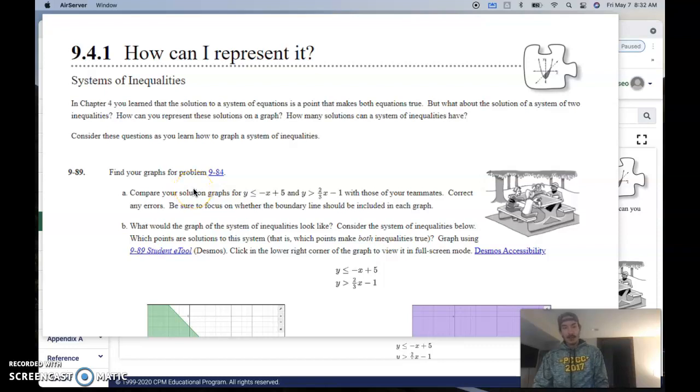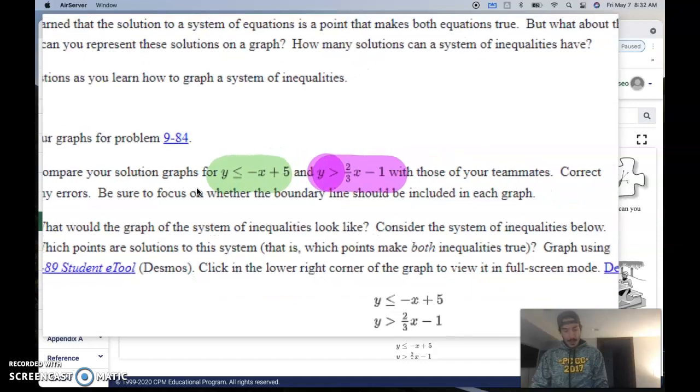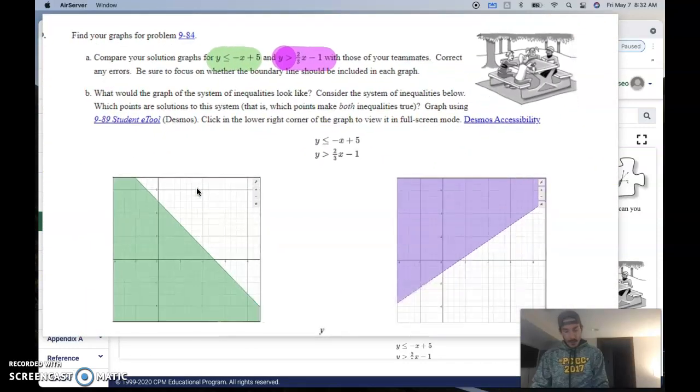Problem 9-89 has us graphing two different inequalities. Okay, it's got us graphing this particular one, and I made these graphs ahead of time. This particular one in green, and I did this particular one in purple. Okay, and you can see them right here. As I mentioned, this one is right here, and this one is right here.